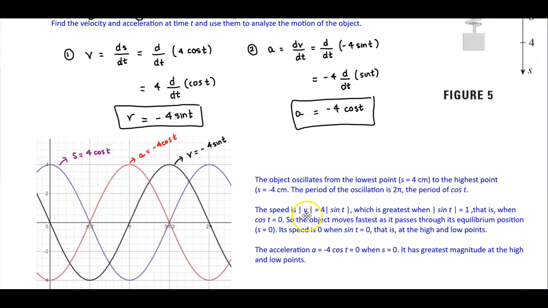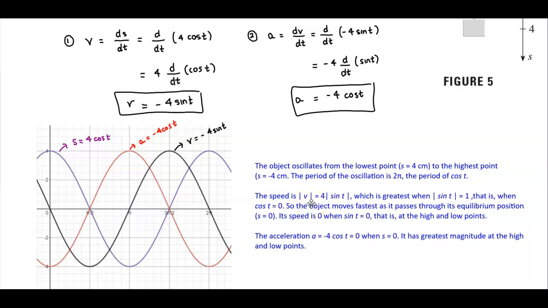Now the speed is represented by the velocity. If you take the absolute value of this function, the absolute value of negative 4 is 4, and therefore it's 4 times the absolute value of sine t. It's greatest when the absolute value of sine of t is equal to 1. That is when the cosine of t is equal to 0. So if you look here, wherever cosine of t is equal to 0, there's the horizontal.